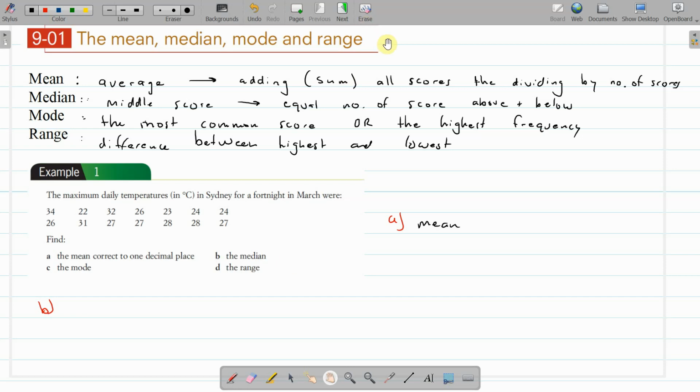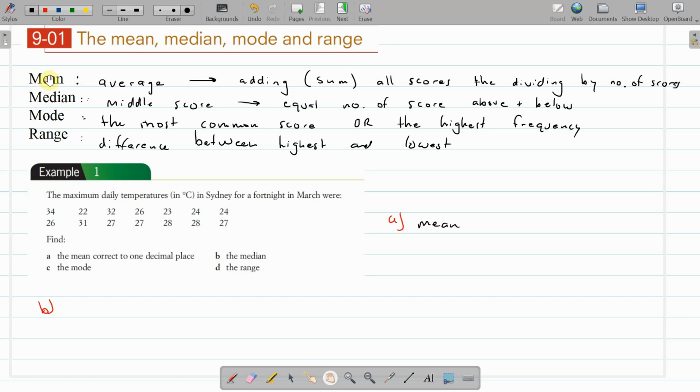Hello, Year 9. Here we are looking at Chapter 9, first part of the data chapter. First we're going to deal with what these words mean. So I've got some definitions here and how to get them.